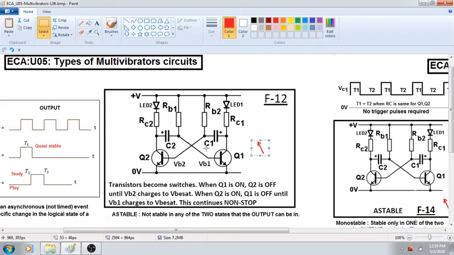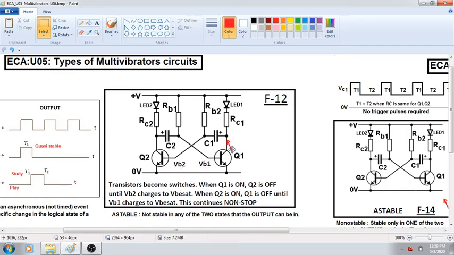So try to draw this circuit, try to understand its function. I have already explained to you, and we will solve some problems, and also we will learn how to plot the waveforms at each of these locations, like the collector of Q2, base of Q2, collector of Q1, base of Q1.